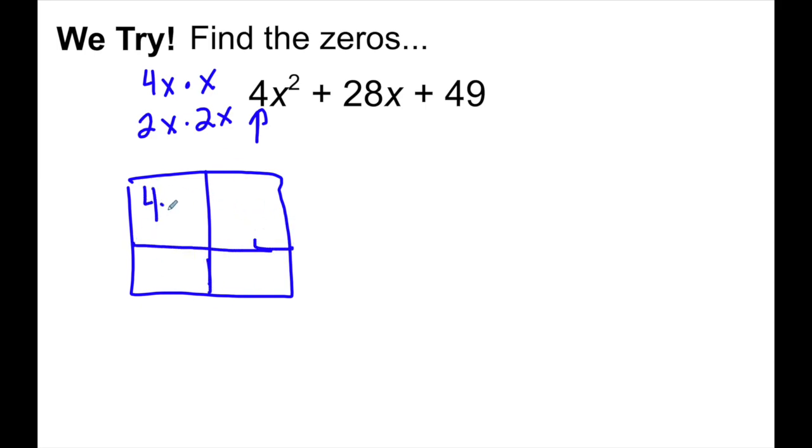So I know that my 4x squared is going to go here, and now my 49 is going to go here. The good news is this has to be either 49 times 1 or 7 times 7, because 49 is a perfect square, so it has a whole square root. And one thing you might know about perfect squares is that they're only divisible by 1, themselves, and their square root.